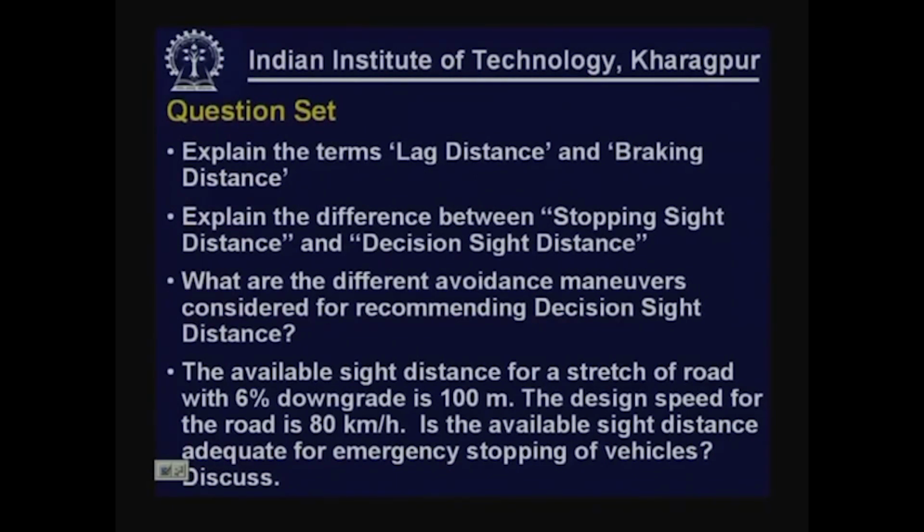Try to answer these questions and also try to solve a problem. The available sight distance for a stretch of road with 6% downgrade is 100 meter. The design speed for the road is 80 km per hour. Is the available sight distance adequate for emergency stopping of vehicles? If not, what will be your recommendations? You may follow the AASHTO approach for solving this problem.